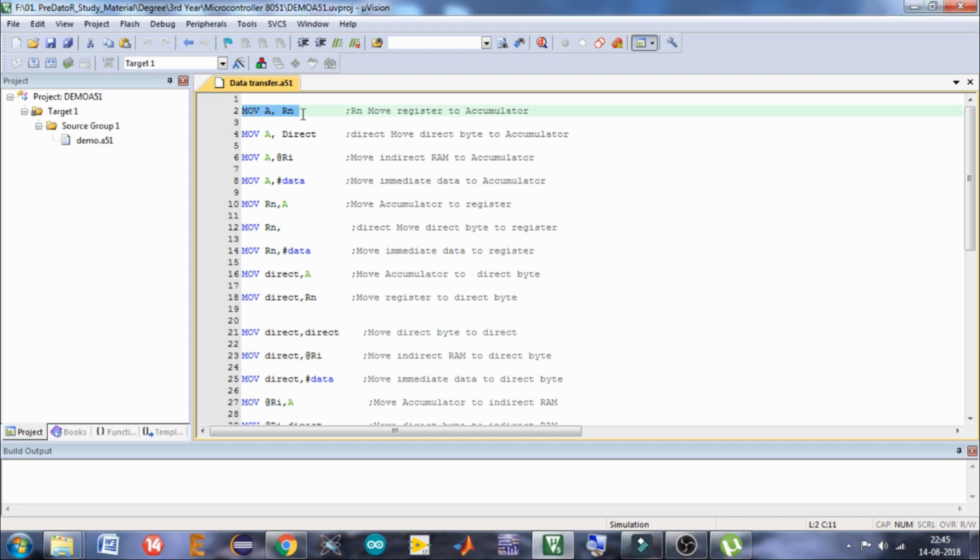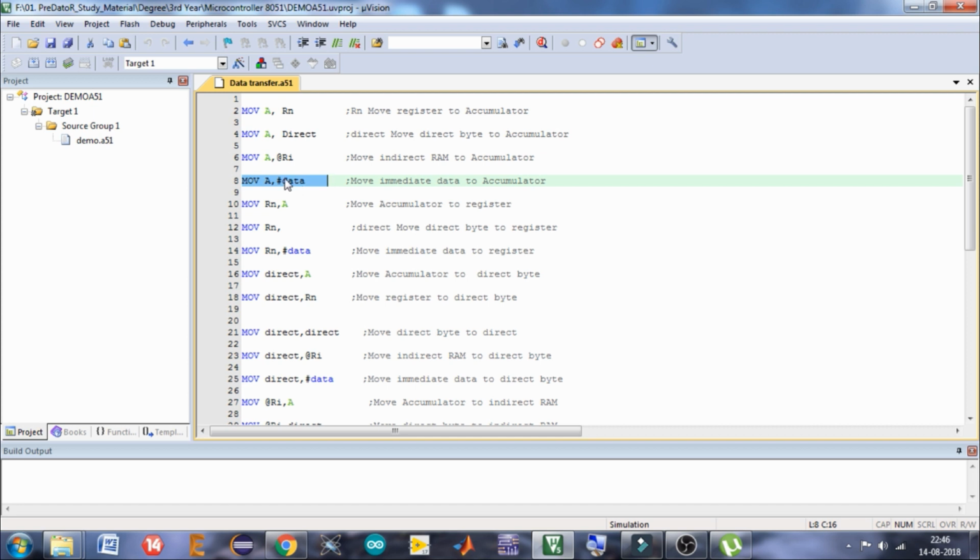In the first case, MOV A, Rn. This means that the data from the Rn registers, that is from R0 to R7, will be moved into the accumulator. Now in MOV A, direct, it moves the data from the direct byte, that is from the direct memory location, into the accumulator. Now MOV A, @Ri. Remember the indirect addressing mode. In this case, the data in Ri will be the location from where data is needed, and that data is moved to the accumulator.